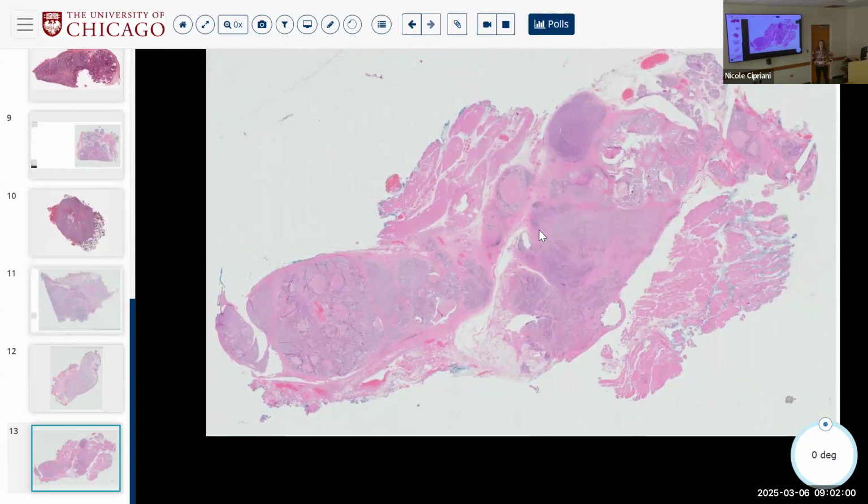Okay, questions? Can I confuse you more? Have you ever seen, so hyalinizing clear cell carcinoma, have you ever seen metastatic RCC or something else metastasize to a salivary gland like that? Yes. So rule that out.